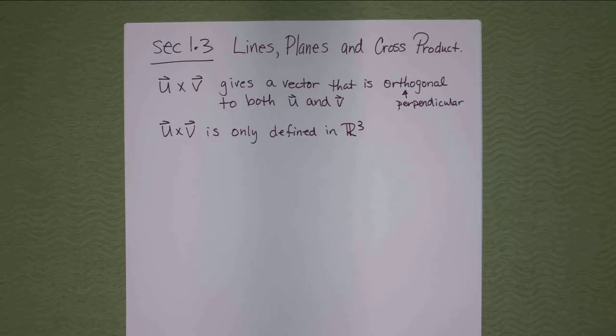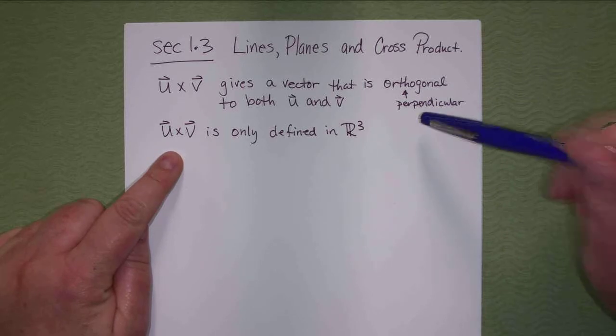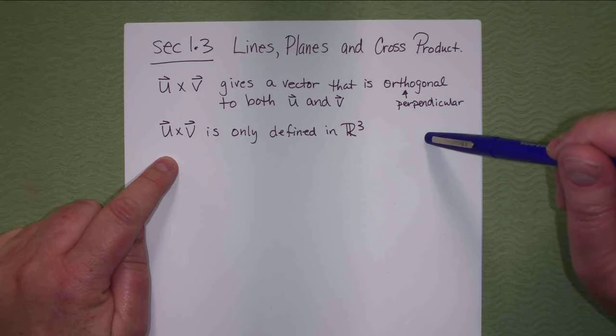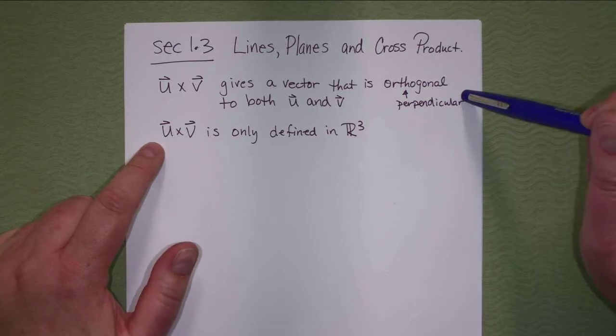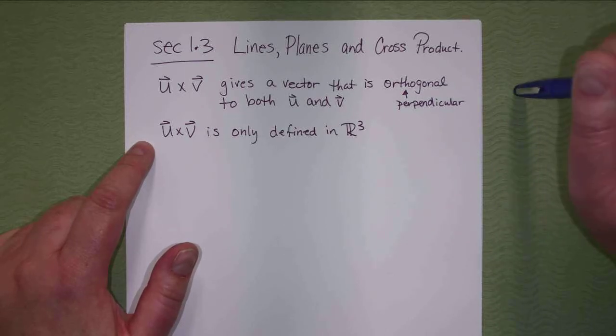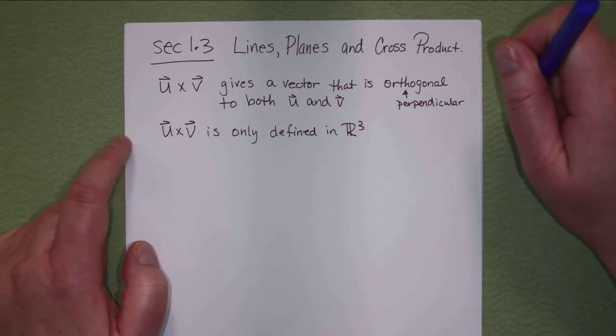Okay, so section 1.3, lines, planes, and the cross product. So that's the other multiplication. The cross product you can only do in R3. There's no such thing as a cross product for other dimensions. And what it gives you this time, so the dot product gives you a scalar, like a number, and the cross product gives you a vector. And the vector that it gives you is orthogonal to both u and v.